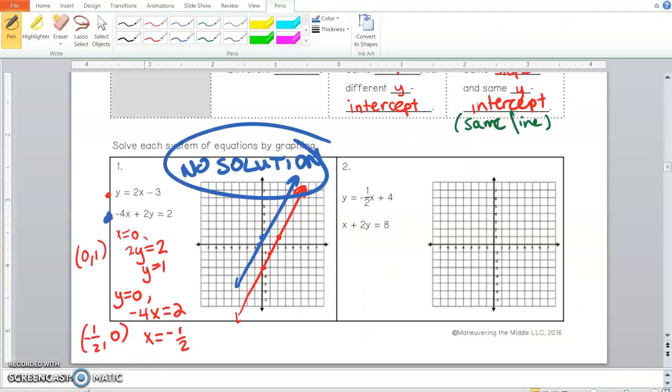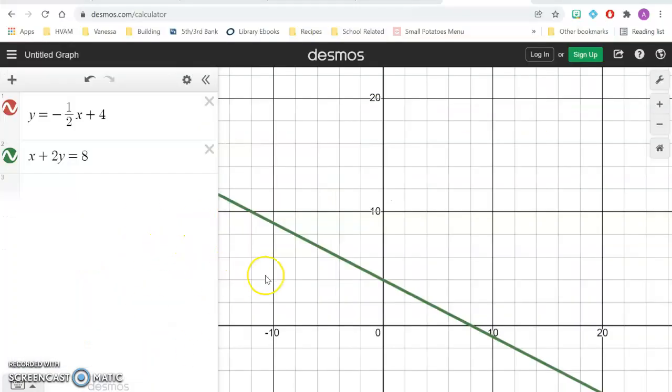That means the system of equations here has how many solutions? Yeah, infinitely many solutions. Since they are the exact same line, that's what it's going to look like.